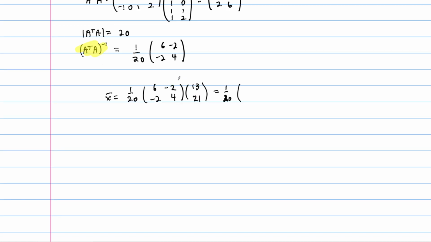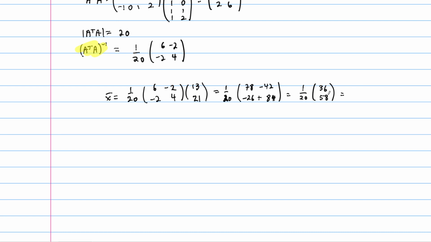So this is going to be 6 times 13, that's 78, right? Minus 2 times 21, so minus 42 in the first component. We have the 1 over 20 out front. And then the second component is going to be -26 plus 84, and that's the second component here. And so then we very carefully work this out. So the 1 over 20 stays, and then we just subtract, right? So 78 minus 42, that's going to be 36. And then 84 minus 26, that's going to be 58. And then we can reduce this a little bit.